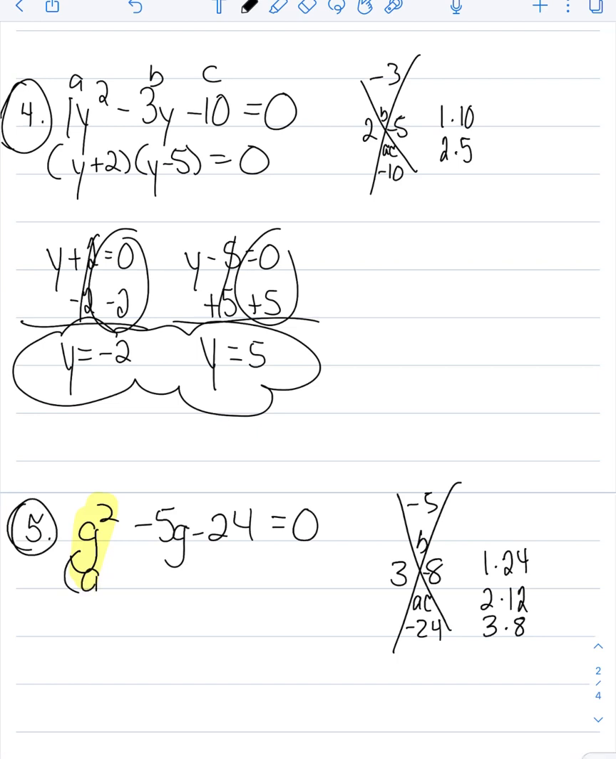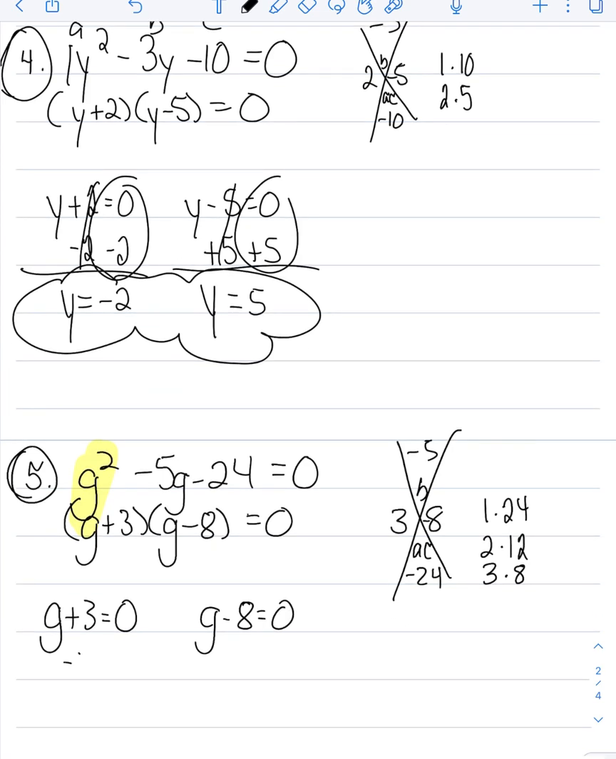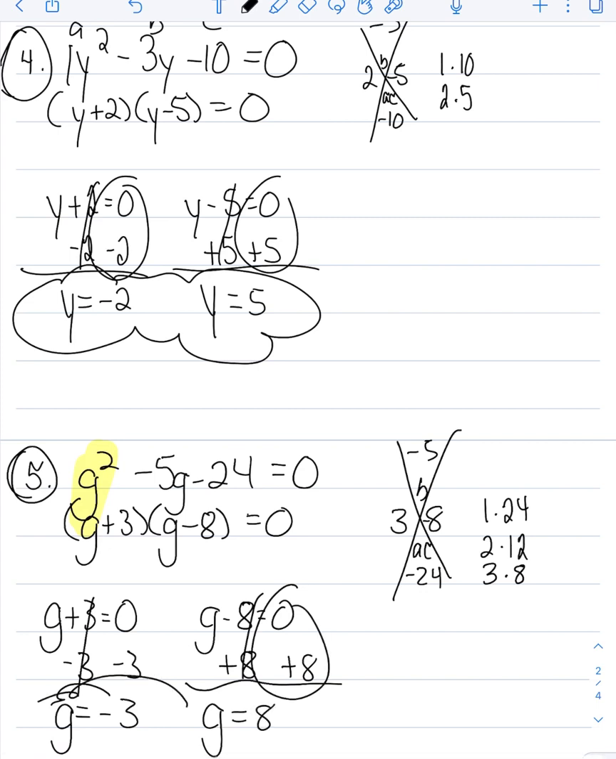So let's write our factors. G plus 3 times g minus 8 equals 0. Set those factors up equal to 0. G plus 3 equals 0, g minus 8 equals 0. And now let's solve for g. So on the first one, I'm going to subtract 3 from both sides. So g equals -3. And now I'm going to add 8 to both sides on this one. So g equals 0 plus 8 is 8. So my two solutions are -3 and 8.